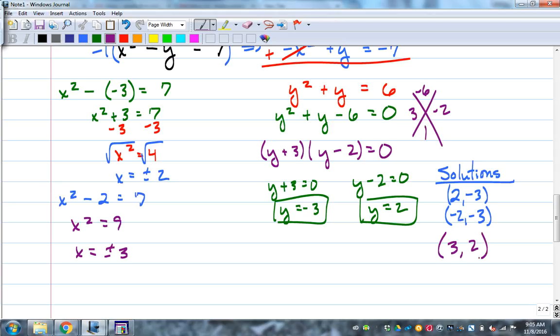3, +2, -3, +2. So with that one, we had 4 solutions to that. So the first equation is a circle. You may not know that, but it is. It's a circle. The second one's a quadratic.